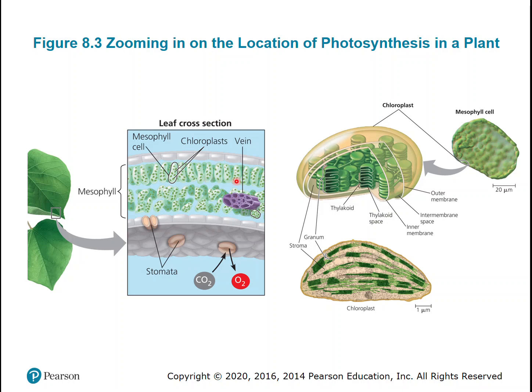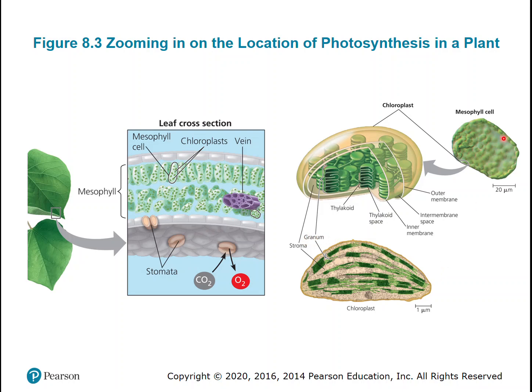Within the leaf, we have our mesophyll cells, and within the mesophyll cells, these darker green dots are our chloroplasts. Within the chloroplast, just like you saw with the mitochondria, you have an inner and outer membrane, with an intermembrane space between them. You have these green pancake-like structures within the chloroplast called the thylakoid. Within each thylakoid, they have an internal space called the thylakoid space. Stacks of thylakoid are called the granum.